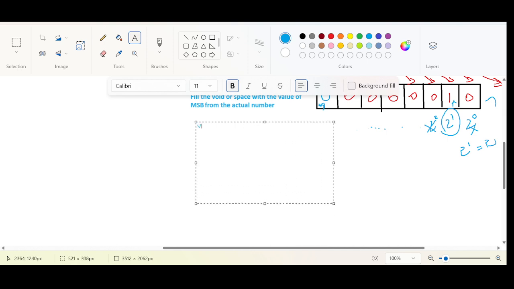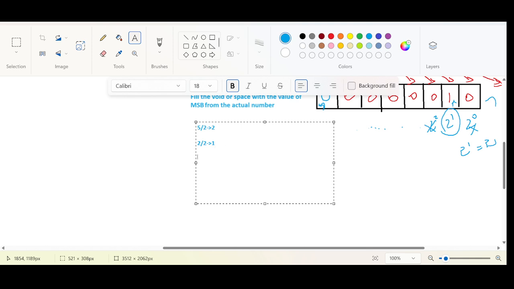If I say 5 divided by 2, the floor value is 2, the quotient value. 2 is the quotient value, right? The quotient value is going to be the floor value. The answer is 2. And again, if I do the right shift for the second time, the answer is going to be 1, because the floor value for 2 divided by 2 is 1.